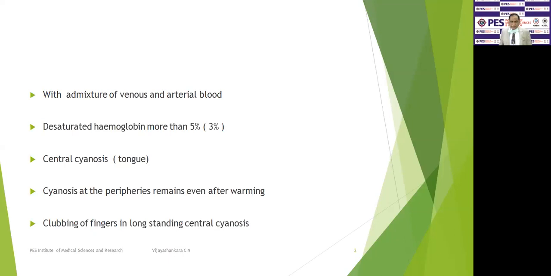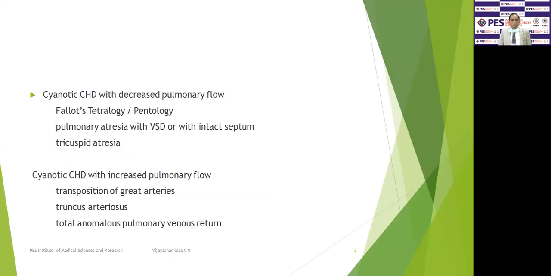Cyanotic congenital heart disease can be of two varieties. In the first variety, there is decreased pulmonary blood flow. For example, in tetralogy of Fallot, pentalogy, pulmonary atresia with VSD or with intact septum, and tricuspid atresia, all these conditions have decreased pulmonary flow. In that case, the lungs are oligemic, and the vascular markings are not seen on chest X-ray.